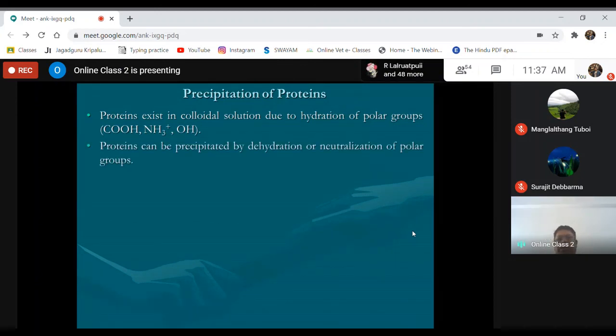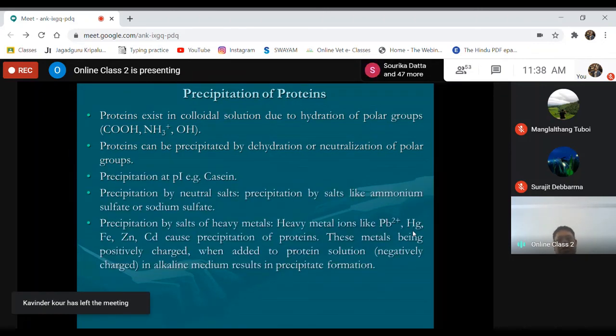Now, the proteins can be precipitated by dehydration or neutralization of the polar groups. If this water is removed by the process of dehydration, then protein will be precipitated out. The other one is the polar groups which are forming hydrogen bonding with the water. If you can disrupt the hydrogen bonding between the water molecules and the groups involved in the protein, then they will be precipitated out from the solution.